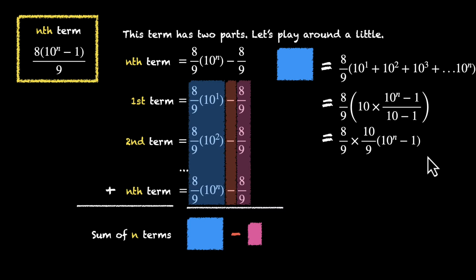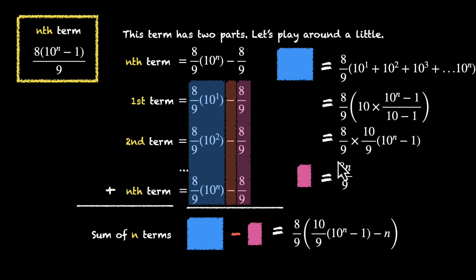Hang in there, we're almost done. This is our blue one minus the pink one. The pink one is 8 by 9, 8 by 9, 8 by 9 and so on. This is n times 8 by 9, so this is simply 8n by 9. Okay, so we have the blue and then we have the pink. Let's subtract both of them. This is what we get: 8 by 9 common, and this is 10 by 9 times 10 to the power n minus 1, minus 9. And that's it. This is our formula for the sum of n terms of the sequence that we were given in the problem.